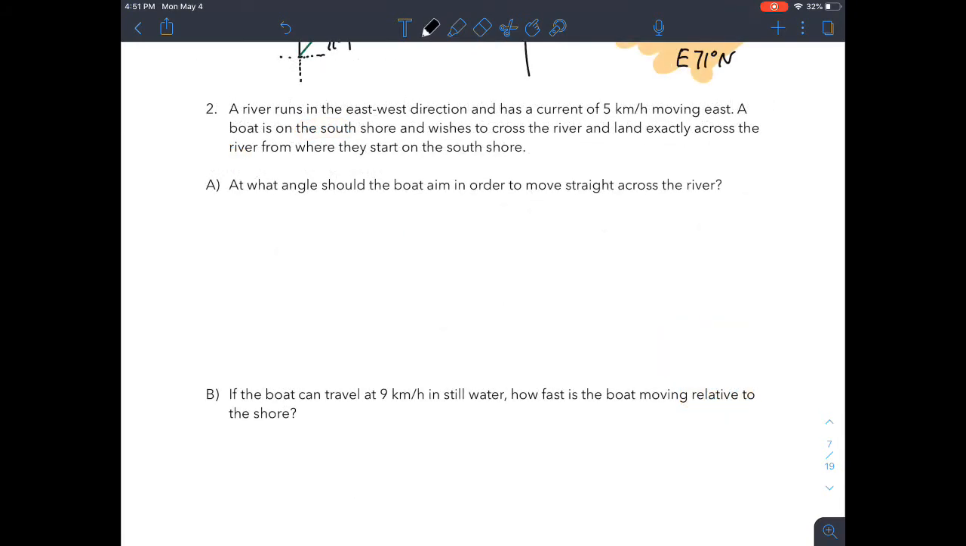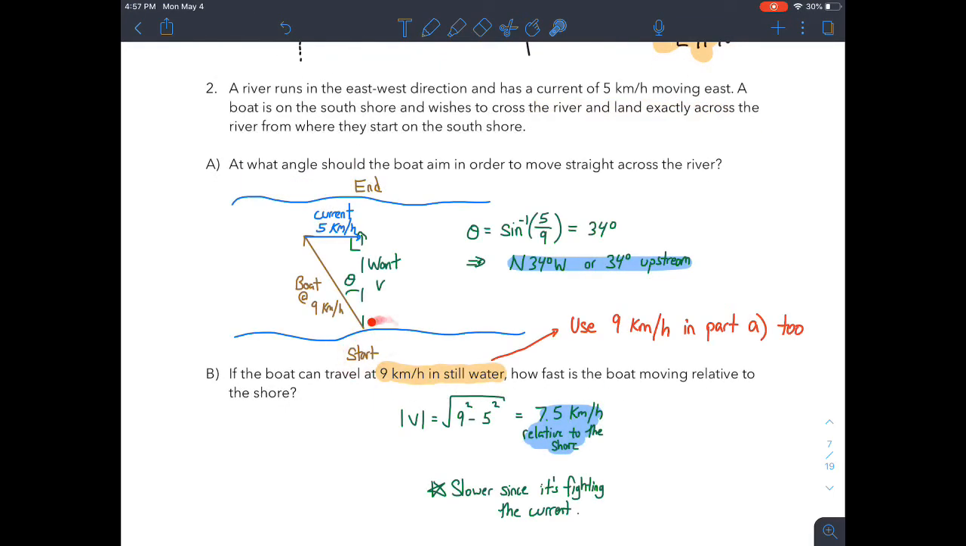The second type of question is when we have a boat that wants to go in a specific direction, but we have some other force acting on it. So in this case, we have a boat that's trying to cross a river that has a current of 5 kilometers an hour moving east. The boat wants to go from the south shore and land exactly across the river from where they start. So we want to figure out what angle should the boat aim at in order to move directly across the river. So we have a boat that is starting on the south shore and wants to end up directly across from it on the north shore.